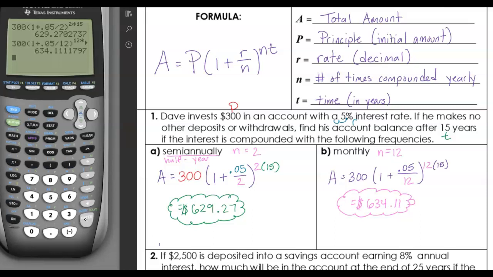The more times you compound per year, the better off you are when you are earning interest on an account. So if we had even bumped this up to bi-monthly or even daily, it would have been an even better investment. The more times you compound per year, the more money you'll earn.